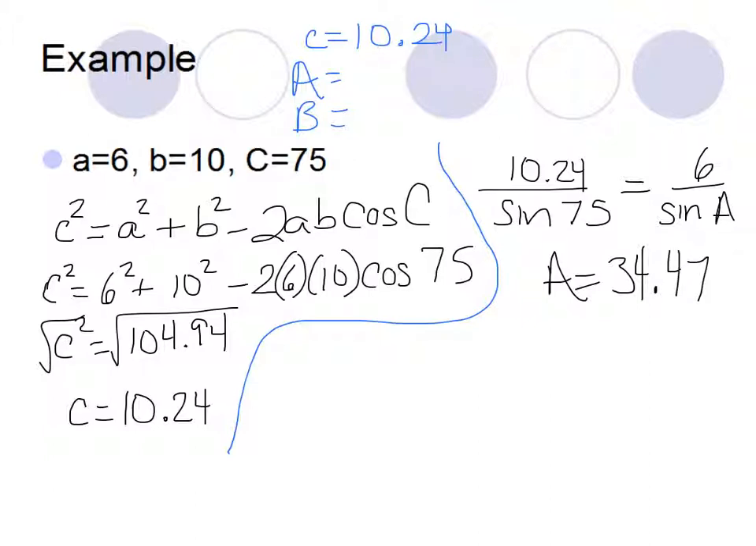Okay, so now that I know angle A, I could set up law of sines again to go find angle B, but remember it's your third angle, so really you could just subtract that and the 75 from angle C from 180, and so I get angle B to be 70.53. All right, law of cosines, it's a pretty quick little thing to use.